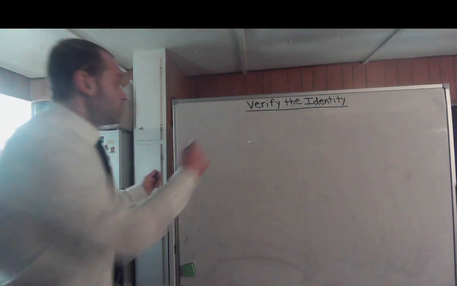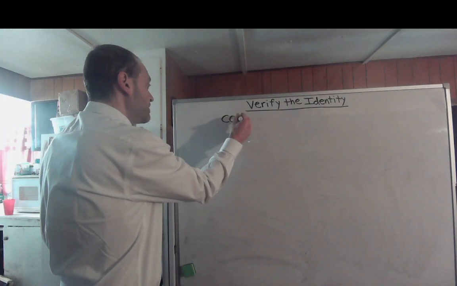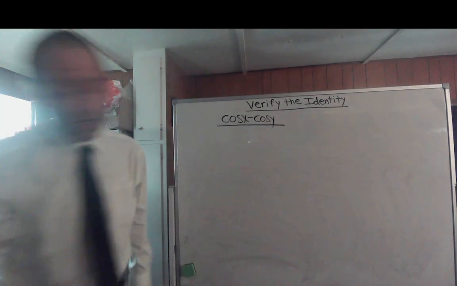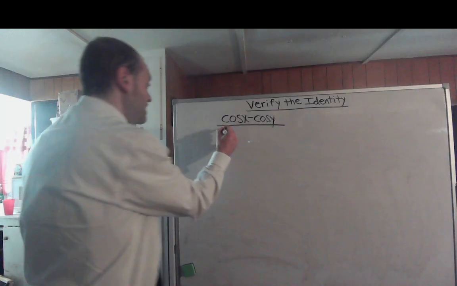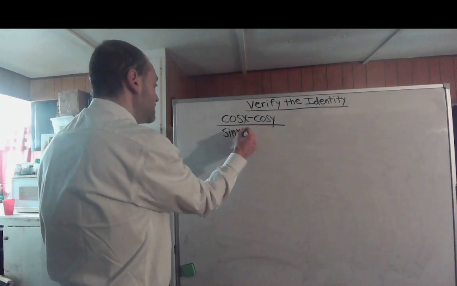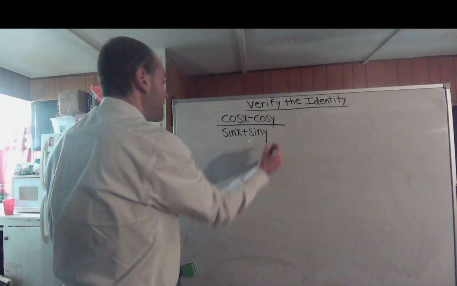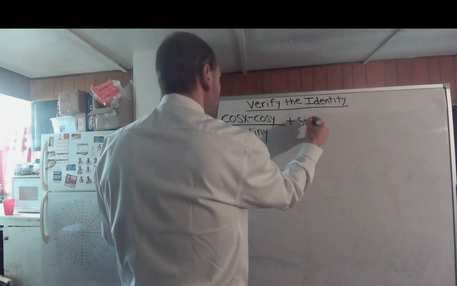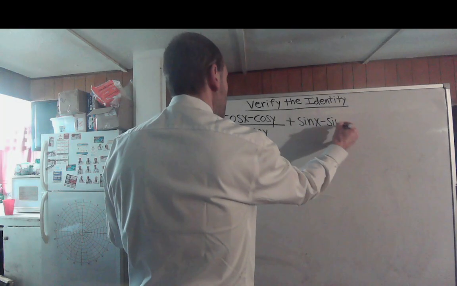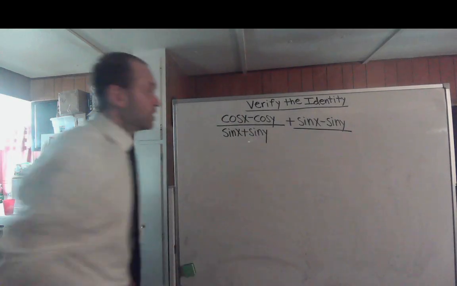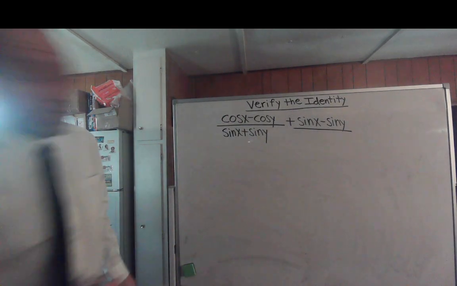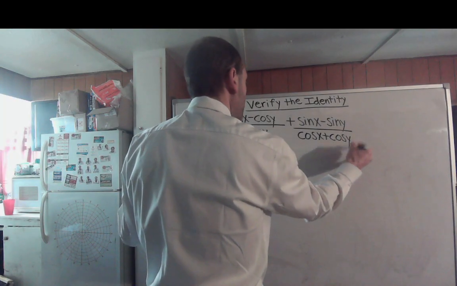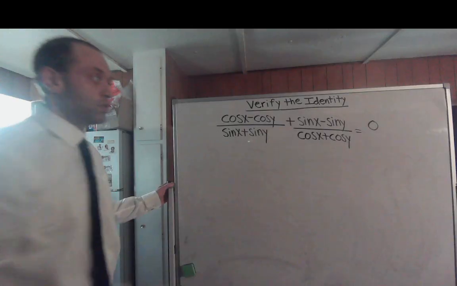So we have the cosine of x minus the cosine of y all over the sine of x plus the sine of y, plus the sine of x minus the sine of y all over cosine of x plus the cosine of y. We have to verify that that all equals 0.